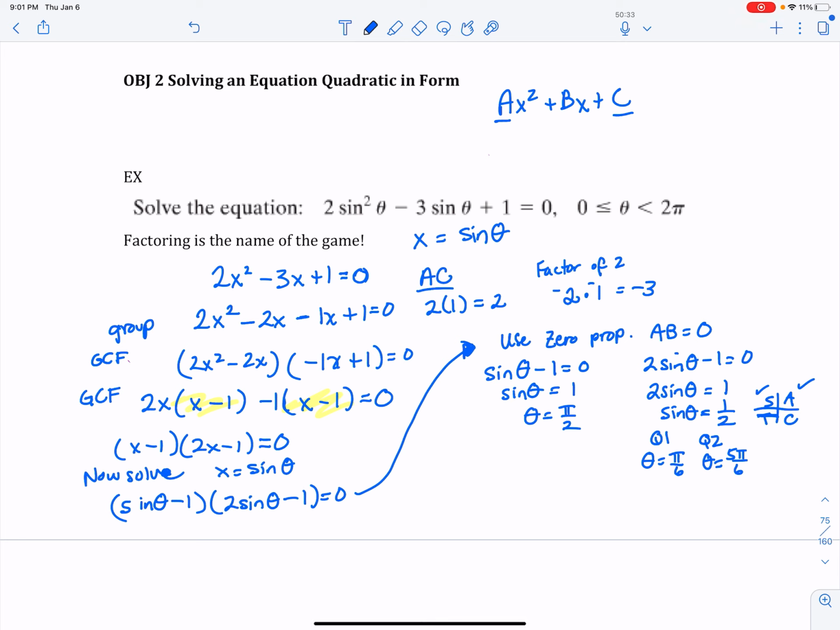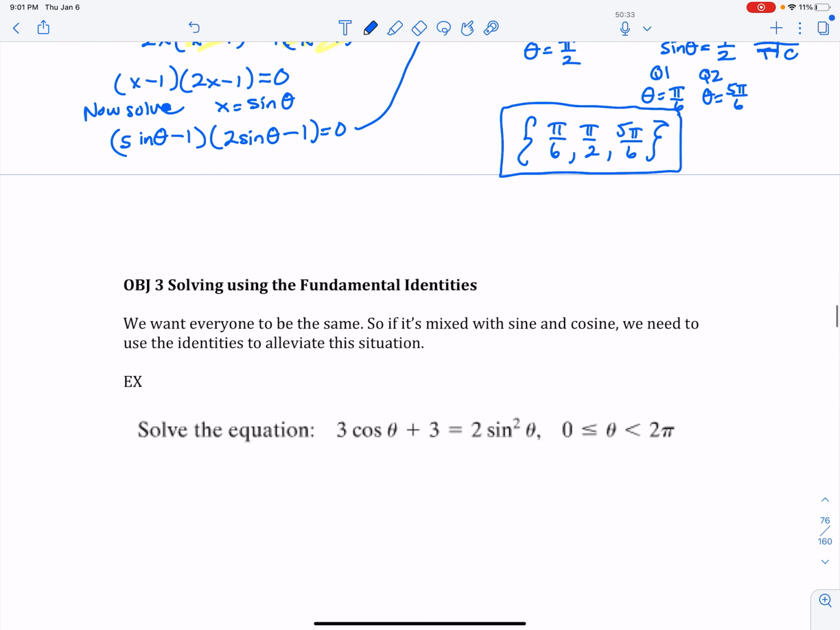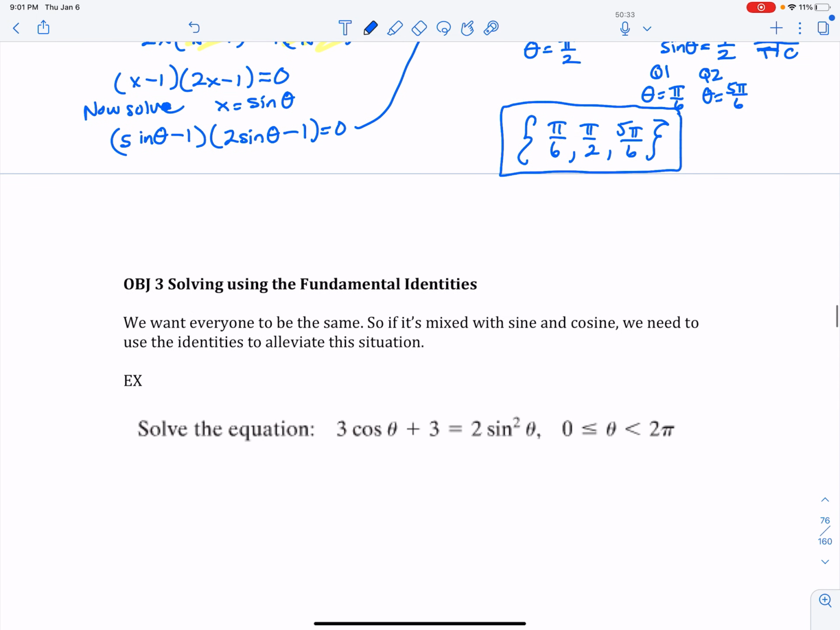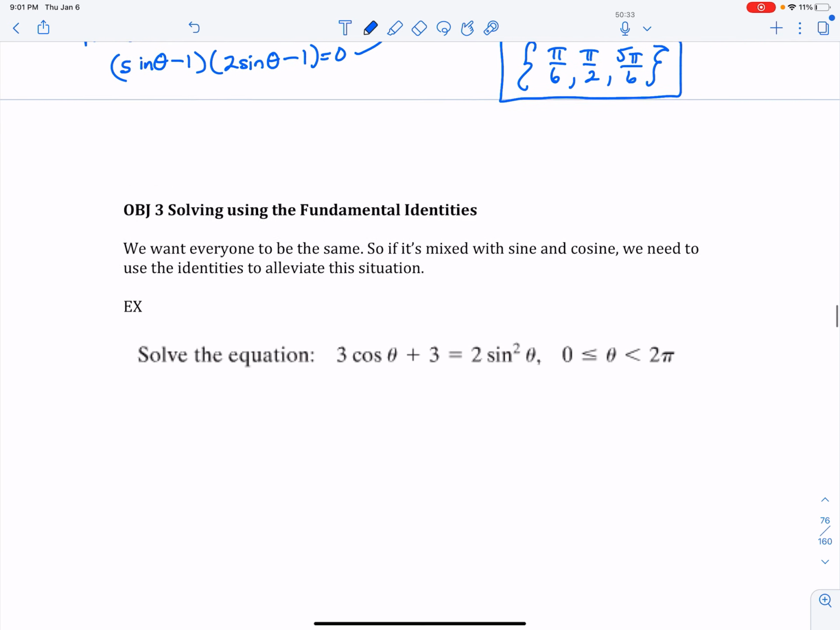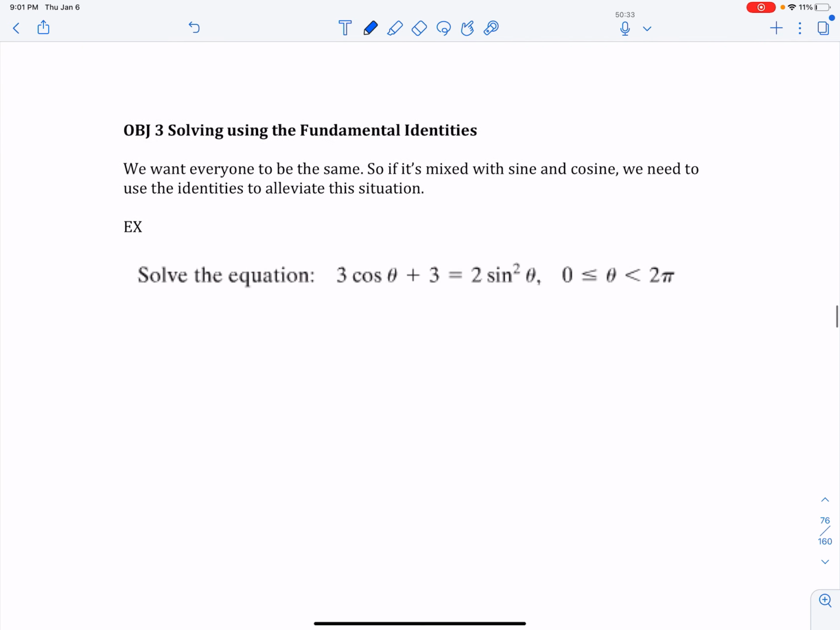So my answers for this are going to be pi over 6, pi over 2, and 5 pi over 6. So I have 3 answers that work with this. Okay, so let's go ahead and move on to objective number 3, which is using the fundamental identities.